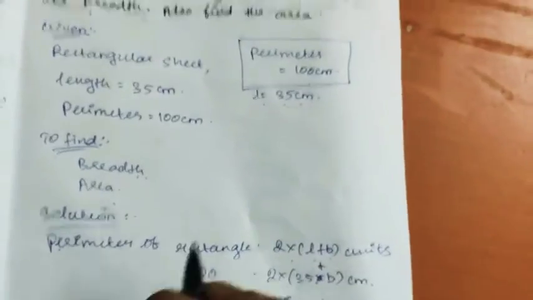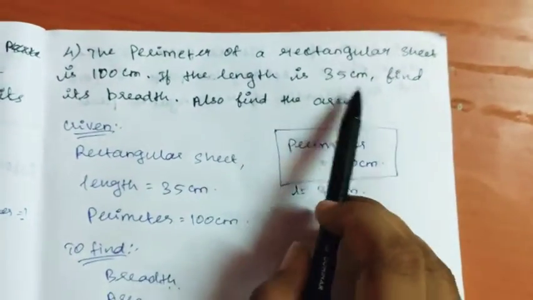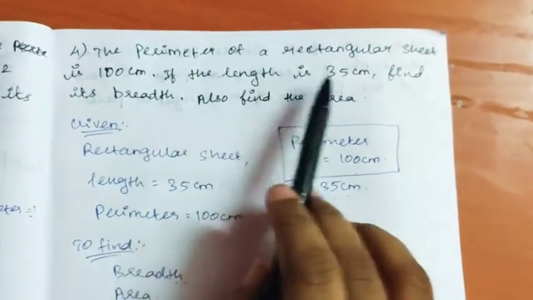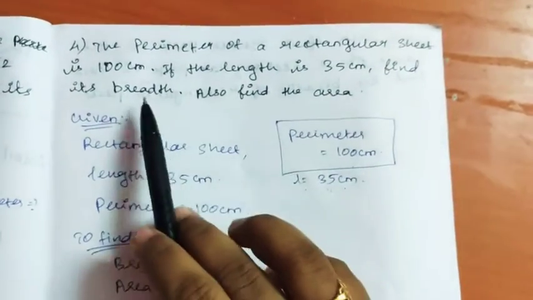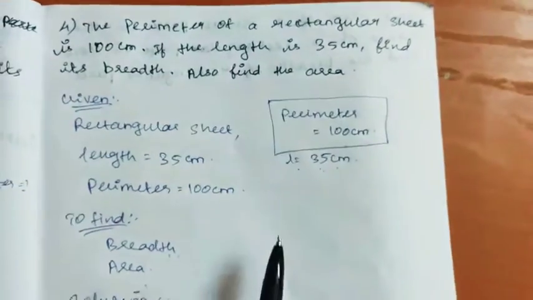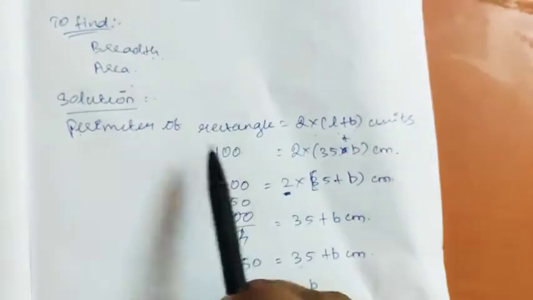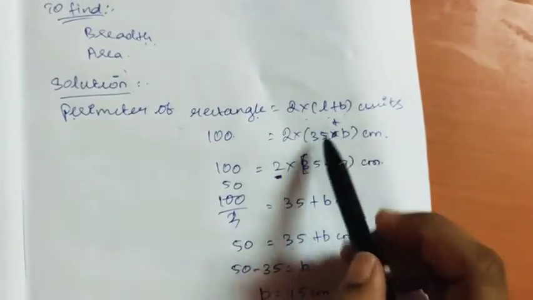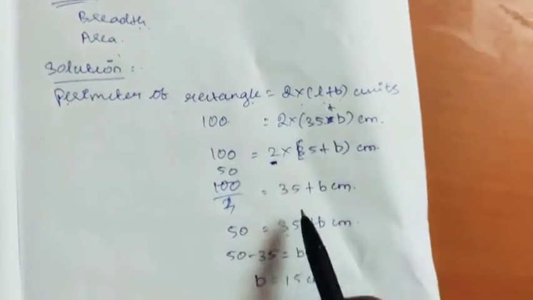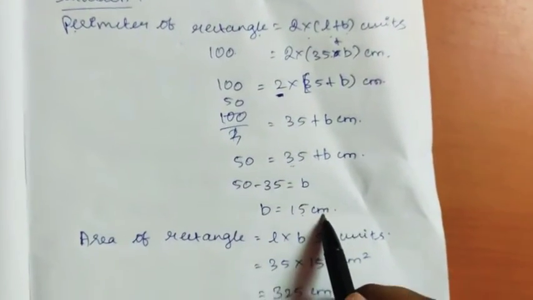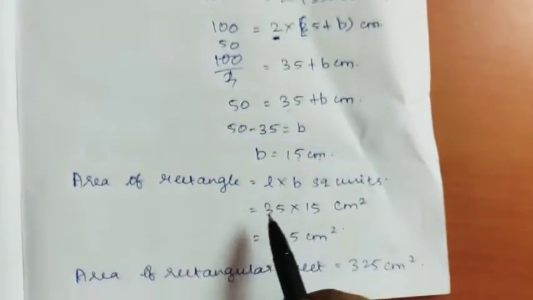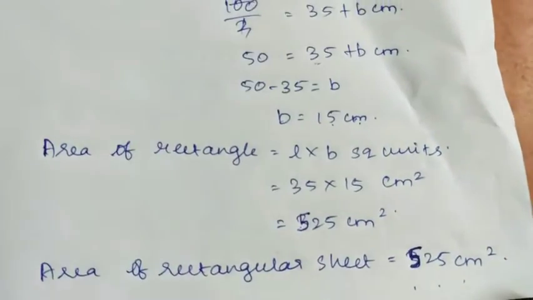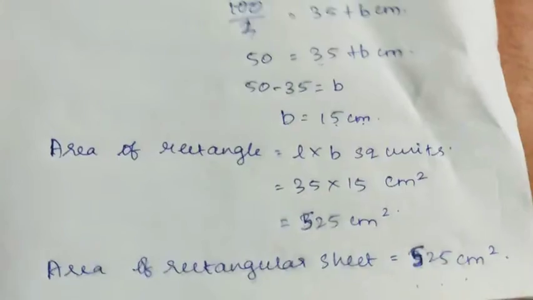So what they have given is a rectangular sheet of paper with 100 centimeter as perimeter and length as 35 centimeter. We have to find its breadth and area. What we have done is, first we took the perimeter of rectangle formula and substituted the length and perimeter values, and found the breadth as 15 centimeter. With the help of breadth and length we found the area as 525 centimeter square. So this is all about this sum. Let us solve another sum.